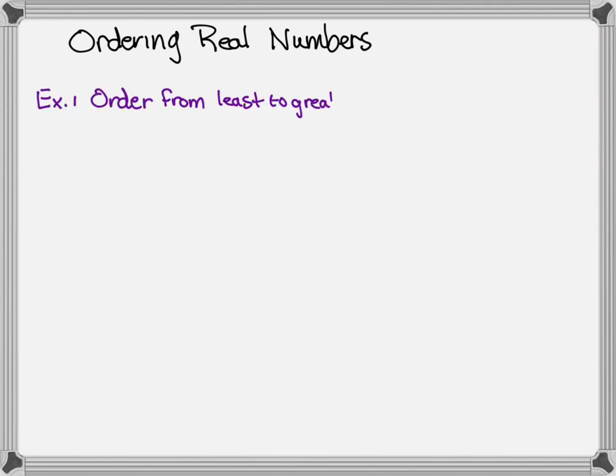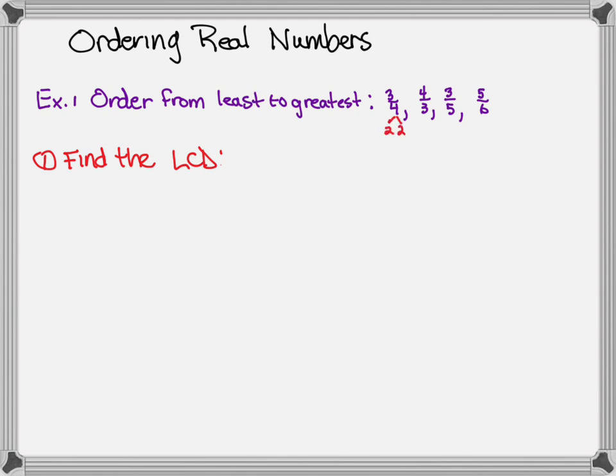Example 1. Let's order from least to greatest 3/4, 4/3, 3/5, 5/6. Now these are all rational numbers. So in this case, we are going to find the least common denominator, the LCD. So let's factor the denominators.